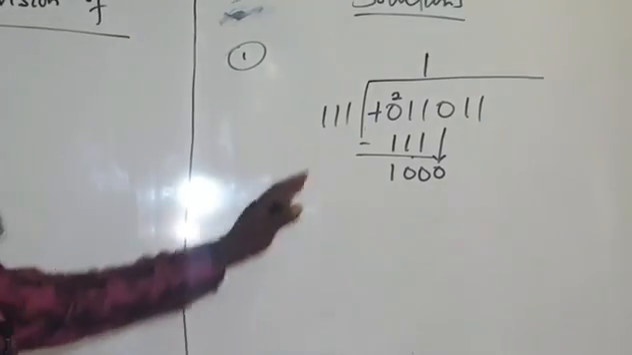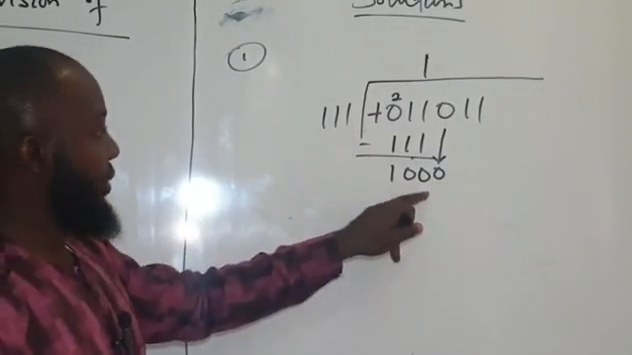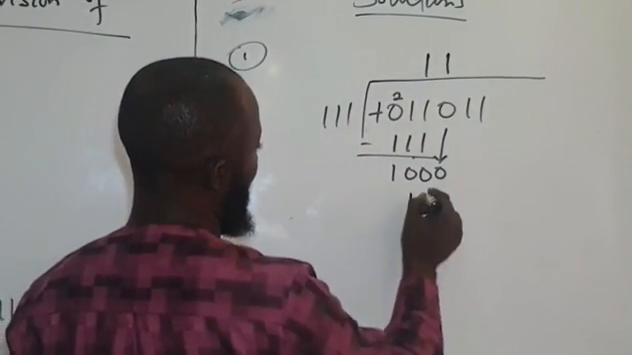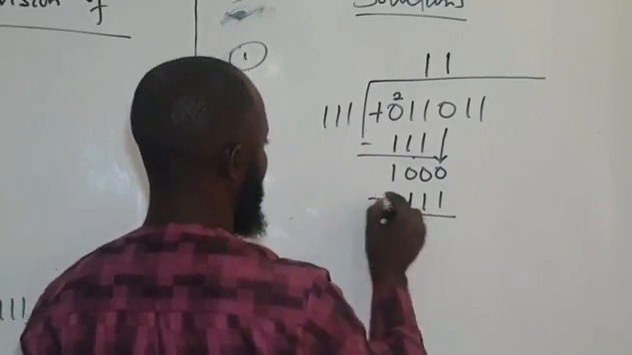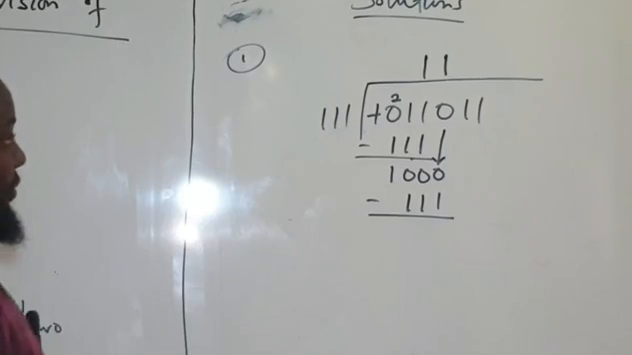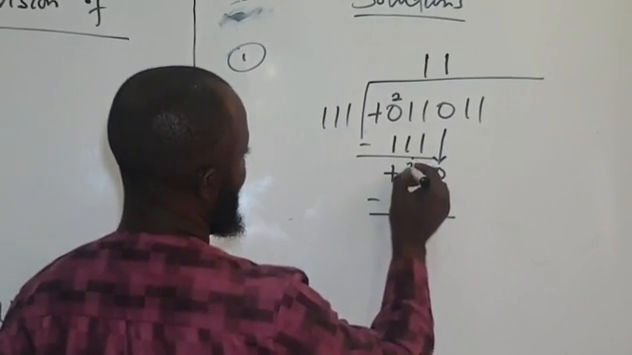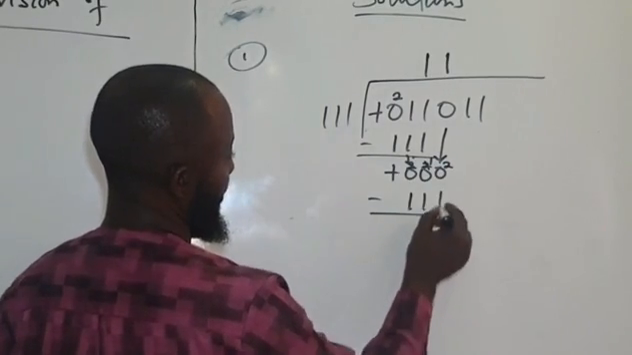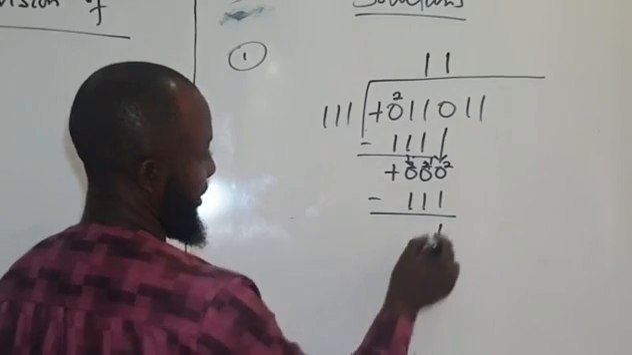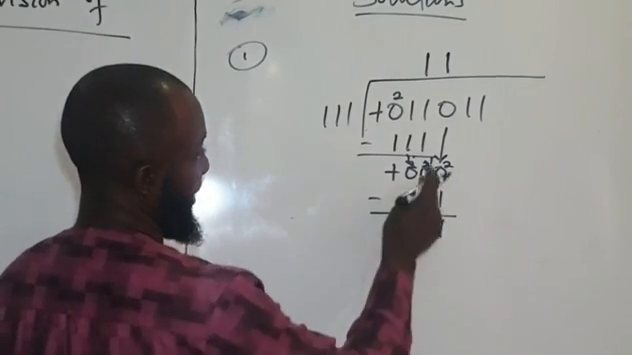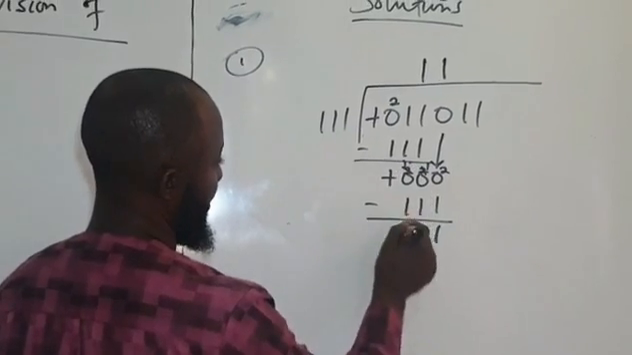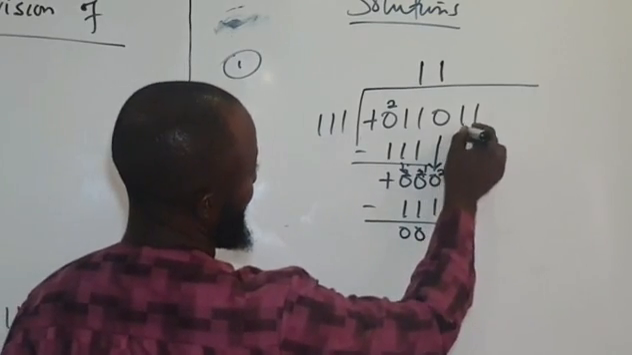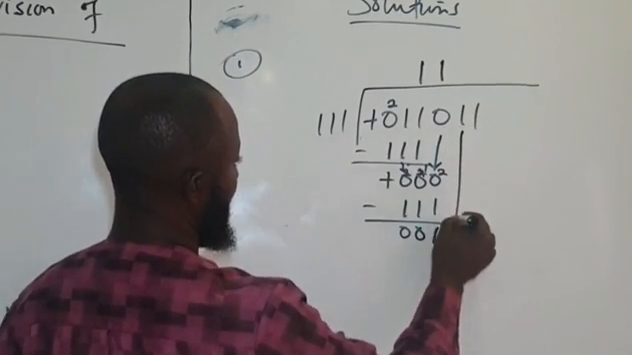Is that clear? So 1 1 1 in this one will also be what? 1. So 1 times this is 1 1 1. We subtract again. So you borrow 1 here, it becomes 2 2 2. This will turn to 1. This turn to 1. So this will be what? 1. Right? This is 1. This is 0. This is 0. We have 0 0 1. Right? So we bring down the next digit, which is what? 1. We bring it down.